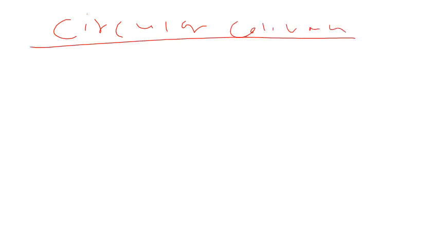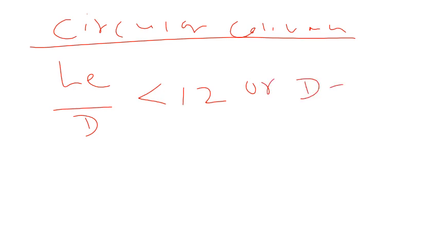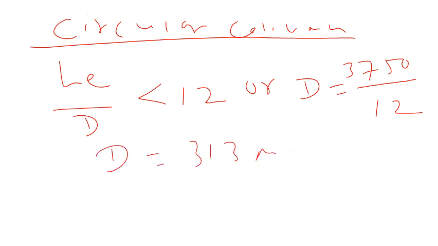Okay, so let's design this as a circular column. Our job is to find out the dimensions of the column. We know that for a short column, LE by D should be less than 12, or D is equal to 3750, that is 3.75 meter in mm, divided by 12. So D is equal to 313 mm.